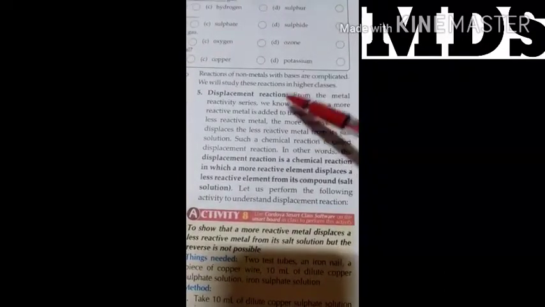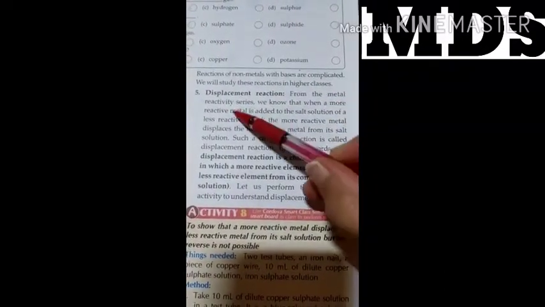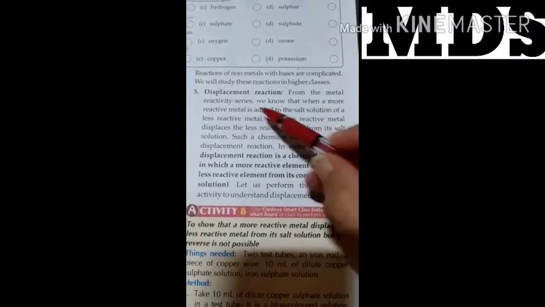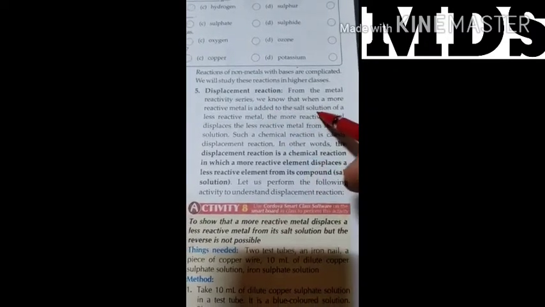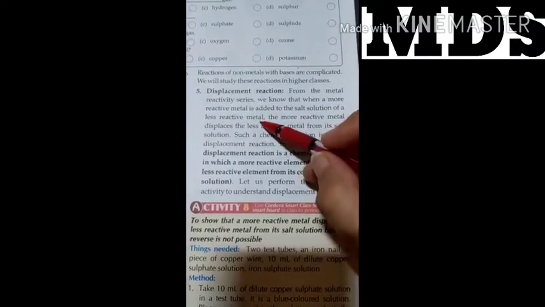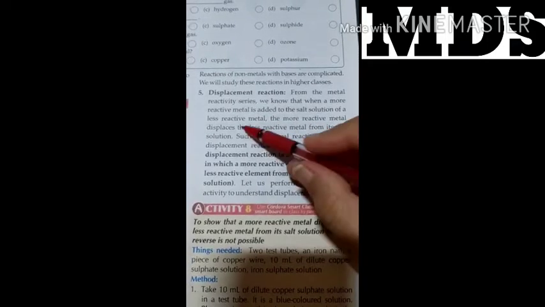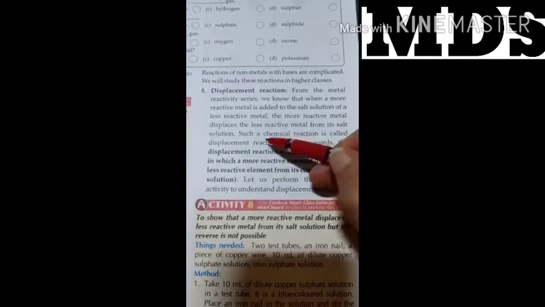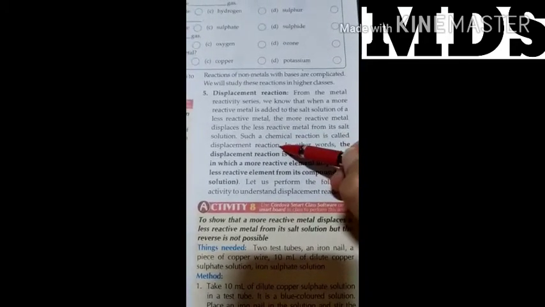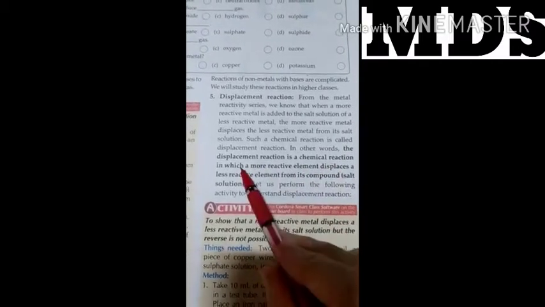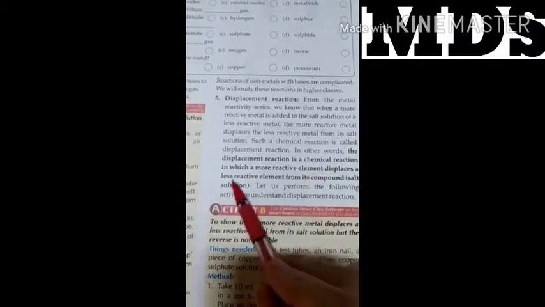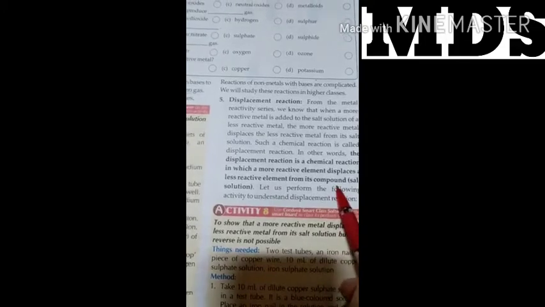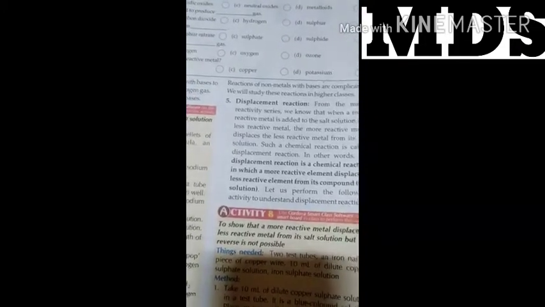From the metal reactivity series, we know that when a more reactive metal is added to the salt solution of a less reactive metal, the more reactive metal displaces the less reactive metal from its salt solution. Such a chemical reaction is a displacement reaction. That is, a chemical reaction in which a more reactive element displaces a less reactive element from its solution is the displacement reaction.